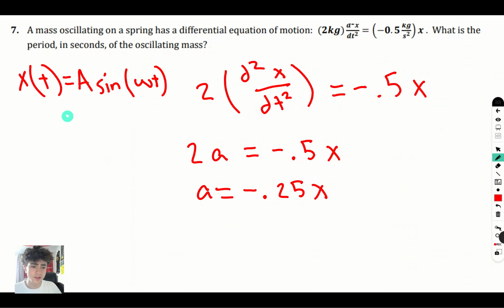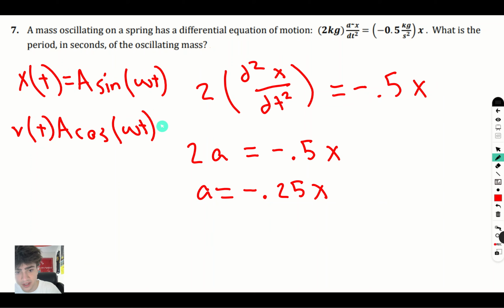So let's find acceleration in terms of t. And what we're going to want to do to get that is take two derivatives of this function. So the first derivative will give us v of t is equal to A cosine omega t times the derivative of the inside, which is going to give us omega. The second derivative is going to be our acceleration, which will be negative A sine omega t times the derivative of the inside again, which will give us omega squared.